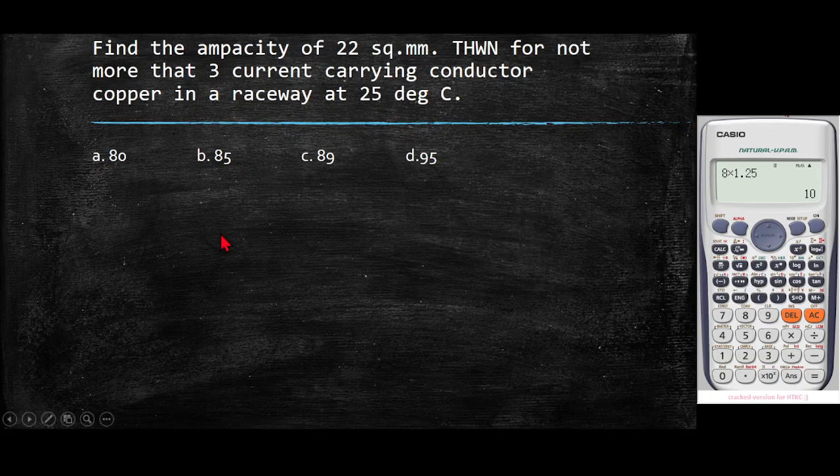Okay, so let's answer this one. So we have, ito pa rin yung kanyang ampacity, no? 85 pa rin. 85 amperes, no? So not more than 3 carrying conductors, so hindi po mababago yung ating tawag doon. Yung ating adjustment factor nito, doon po lang po tayo sa correction factor in terms of temperature. Kasi ginamit siya 25 degrees Celsius.